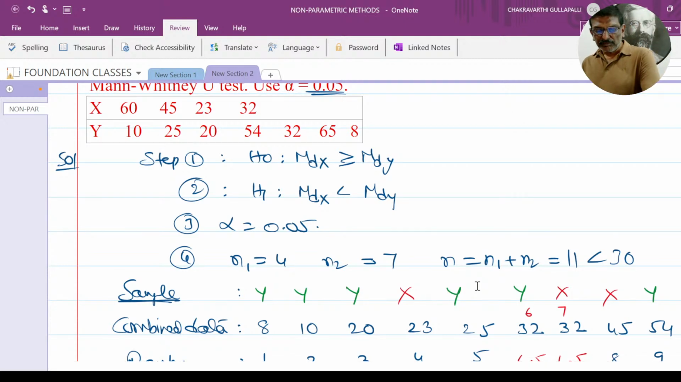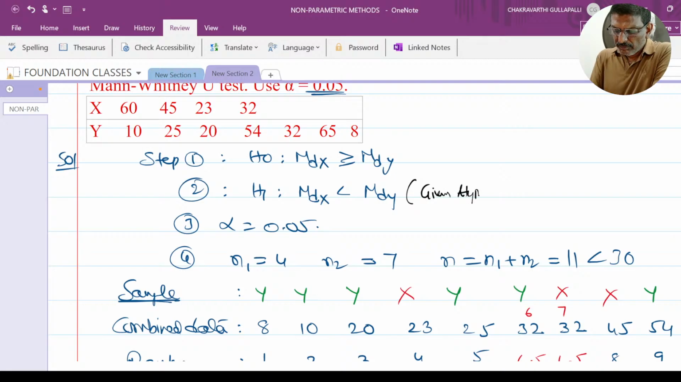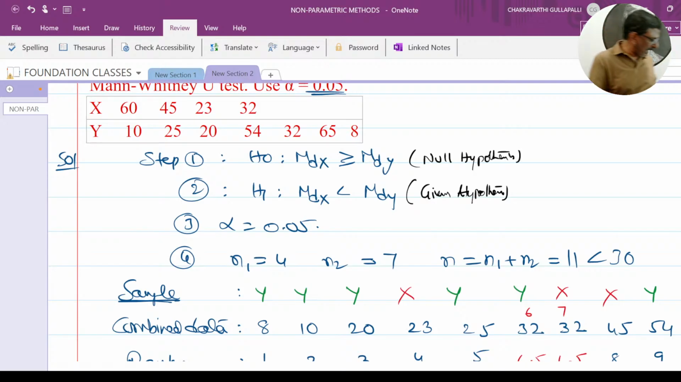Step 1: H naught, the median of the population X is... This is the given hypothesis. It is not neutral. Always, the given hypothesis is not the neutral, null hypothesis. Null hypothesis means neutral hypothesis. You remember that point here.